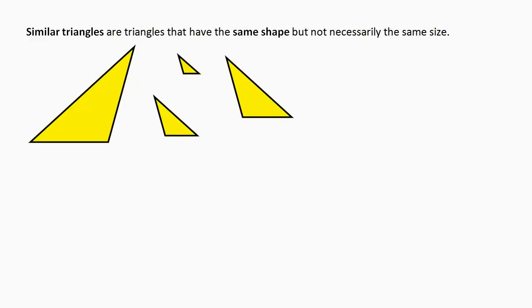Similar triangles, what are they? These are triangles that have the exact same shape but aren't necessarily the same size. You can see that there are four triangles there. There are four different sizes, but they're all the exact same shape.